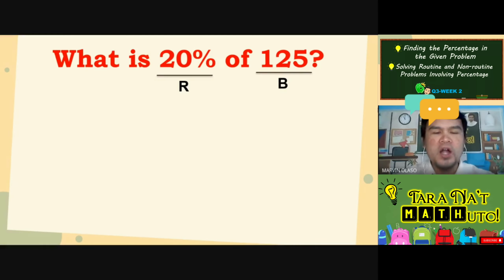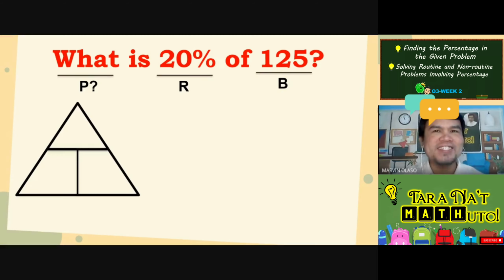Therefore, what we are looking for here is the percentage or P. Take note of this in finding the percentage. We will use the Hans triangle. We have P over B and R. Now, since we are looking for the percentage, letter P, halimbawa, nawawala, so ang natira na lang ay B at saka R.